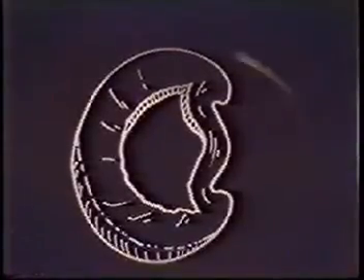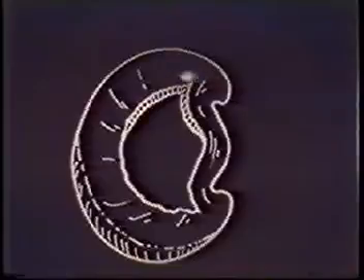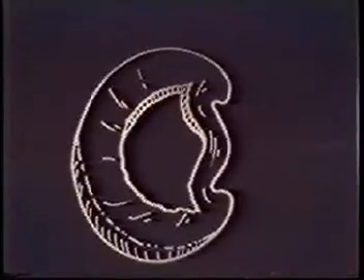This is a schematic diagram of a bucket handle tear. It's a vertical longitudinal tear in the meniscus, and typically, the central fragment will move into the notch.